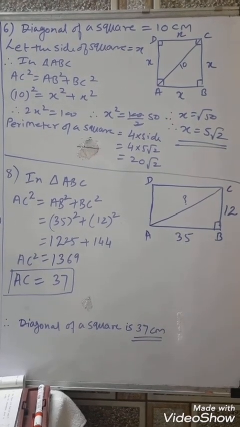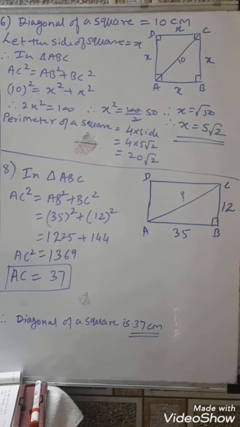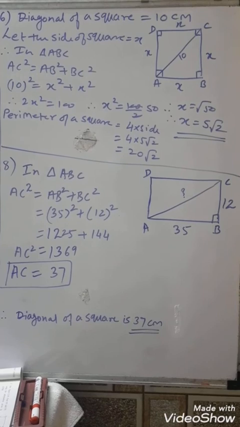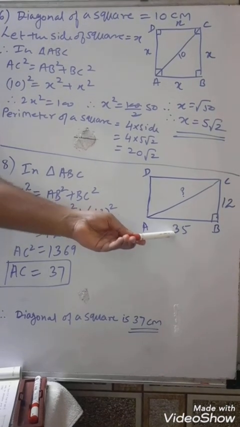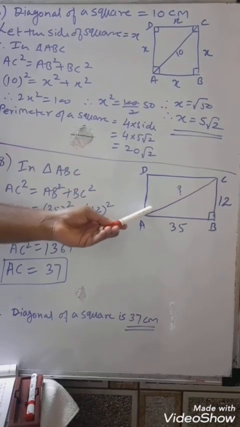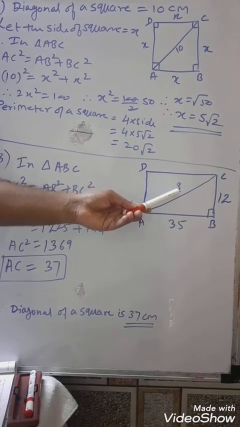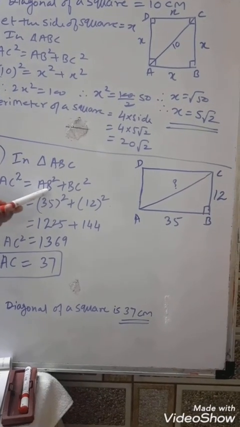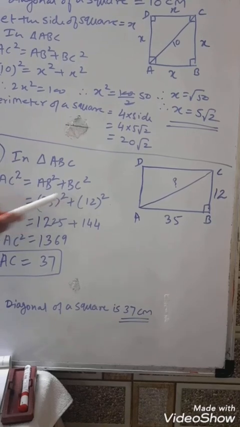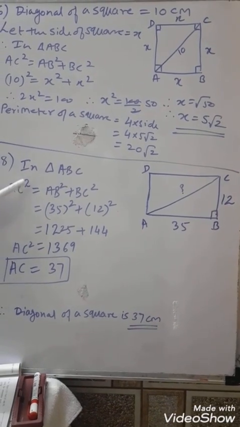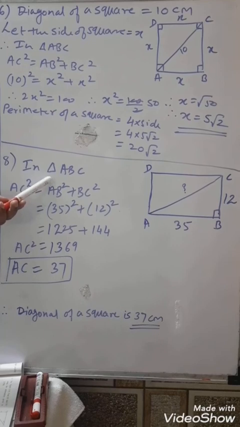Find the diagonal of a rectangle whose length is 35 centimeter and breadth is 12 centimeter. So here you can see in the figure, length 35, breadth is 12. You have to find the diagonal of the rectangle. So that is AC. So we take triangle ABC. In that, AC square equals AB square plus BC square. Here we use the Pythagoras theorem. So according to the Pythagoras theorem, the hypotenuse square equals the sum of squares of the other sides.